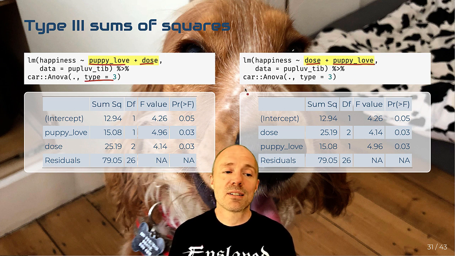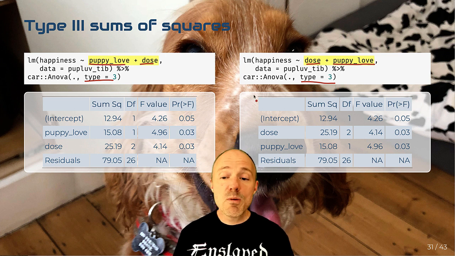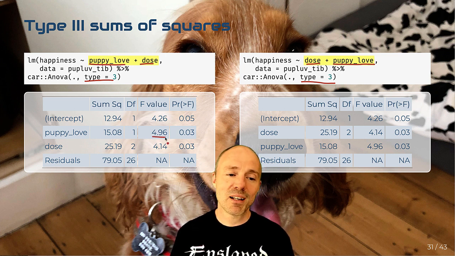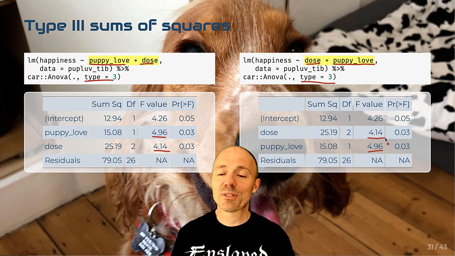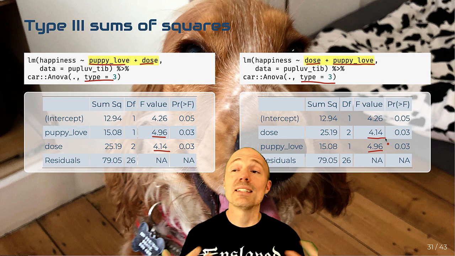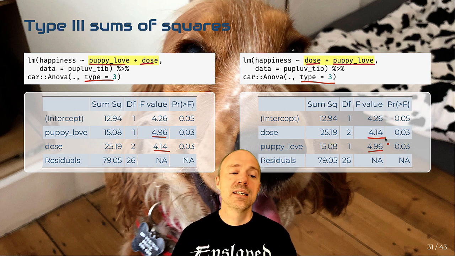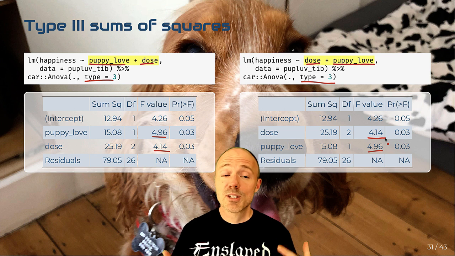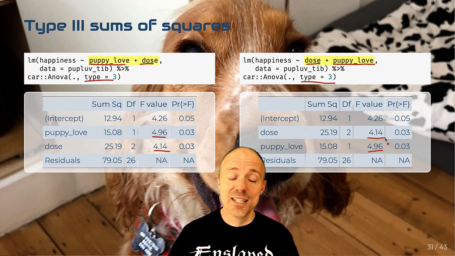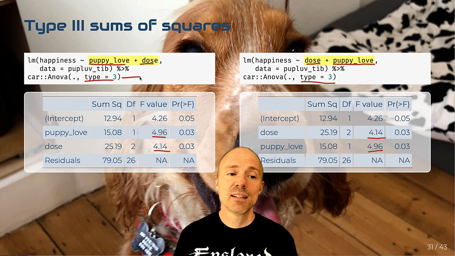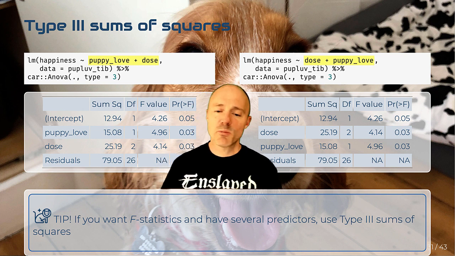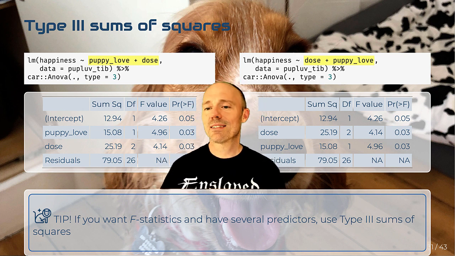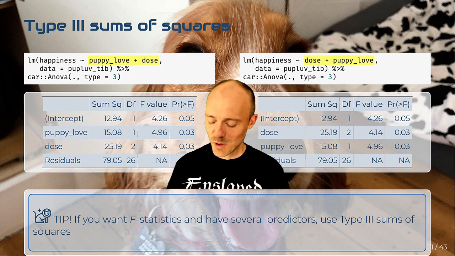But we're now asking to look at the type 3 sums of squares, and hopefully what should be clear is that for puppy love, the F value 4.96 is the same in both models. And for dose, 4.14 is the same in both models. So the Fs and the associated significance values are identical regardless of which order you put the variables in. As you're going through the tutorial on how to do this in R, there is an extra step that we need to take, which is this step here, to make sure that we're looking at the type 3 sums of squares. So if you want F statistics and you have several predictors, use type 3 sums of squares. That's the bottom line for the purposes of this module.